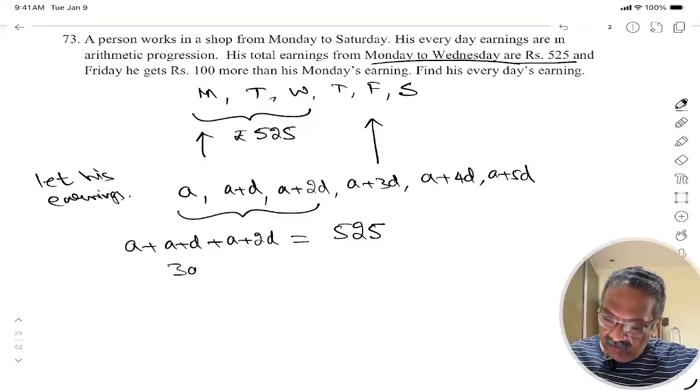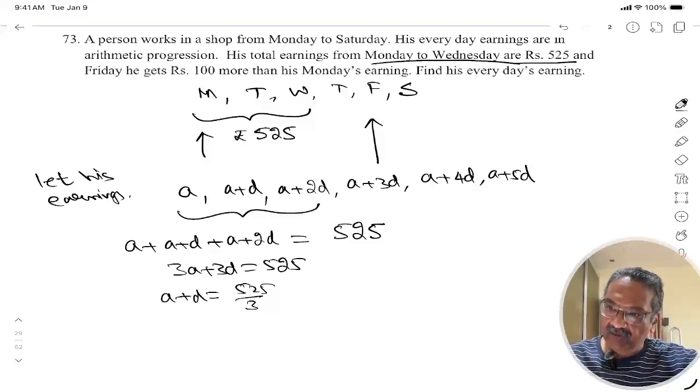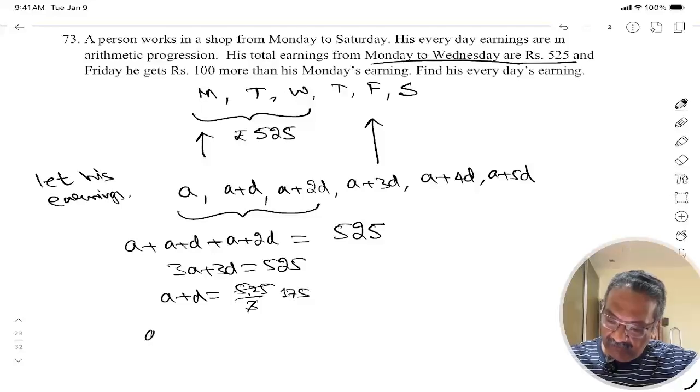So we have 3A plus 3D is equal to 525. A plus D is 525 by 3. 3 ones are 3, 3 sevens are 21, 3 fives are 15. So A plus D is equal to 175. This is my first equation.